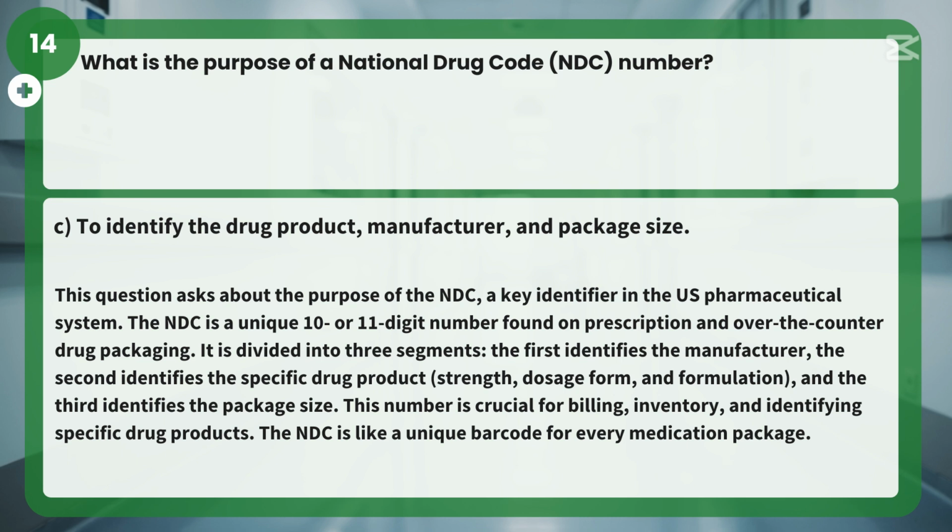This question asks about the purpose of the NDC, a key identifier in the U.S. pharmaceutical system. The NDC is a unique 10 or 11-digit number found on prescription and over-the-counter drug packaging. It is divided into 3 segments. The first identifies the manufacturer, the second identifies the specific drug product, strength, dosage form, and formulation, and the third identifies the package size. This number is crucial for billing, inventory, and identifying specific drug products. The NDC is like a unique barcode for every medication package.